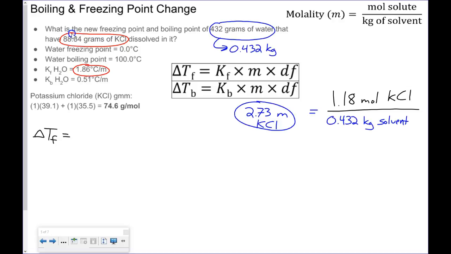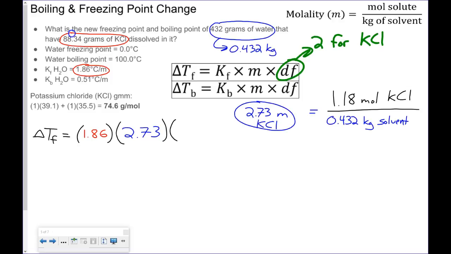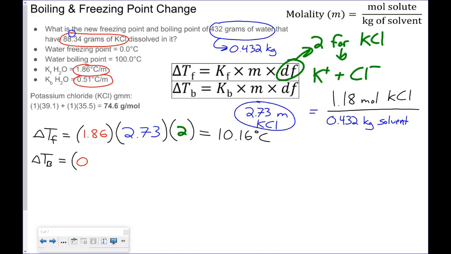So my change in freezing is going to be my K sub F, 1.86. Make sure you don't mix up the K sub F and K sub B. My molality is going to be 2.73. The dissociation factor is going to be 2 for potassium chloride. Putting those all together is going to give me a change in the freezing point of 10.16 degrees Celsius. Now let's do the change in boiling point. I'm going to use a different one. I'm going to use K sub B 0.51, same molality as before, 2.73, same dissociation factor as before, 2 for the one cation and one anion.